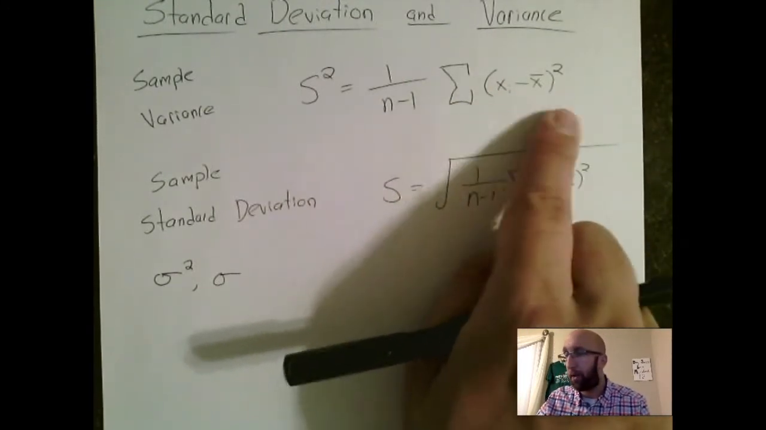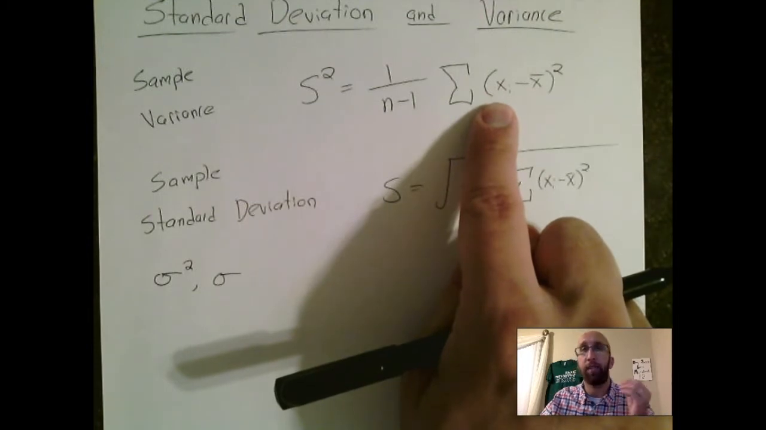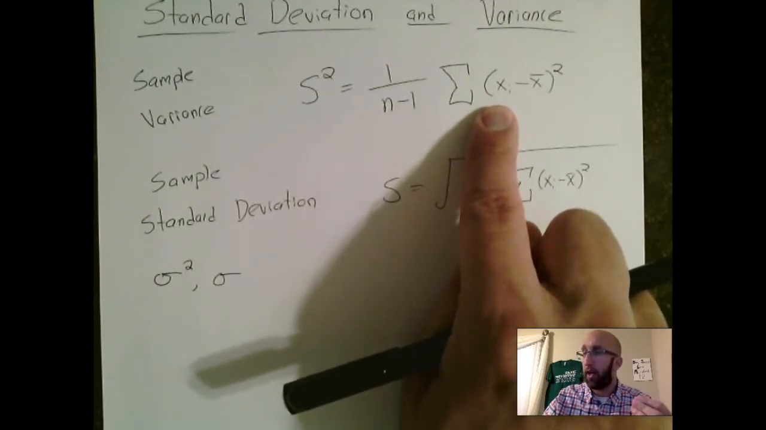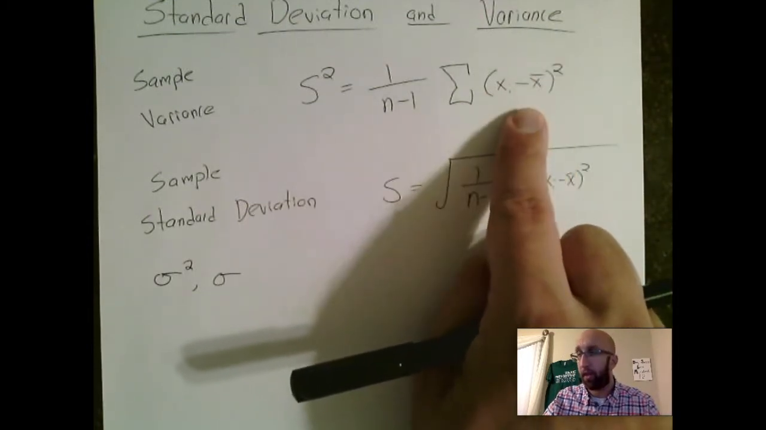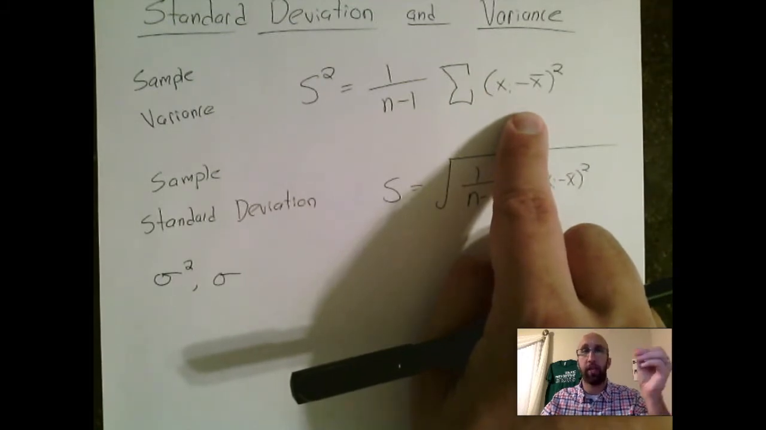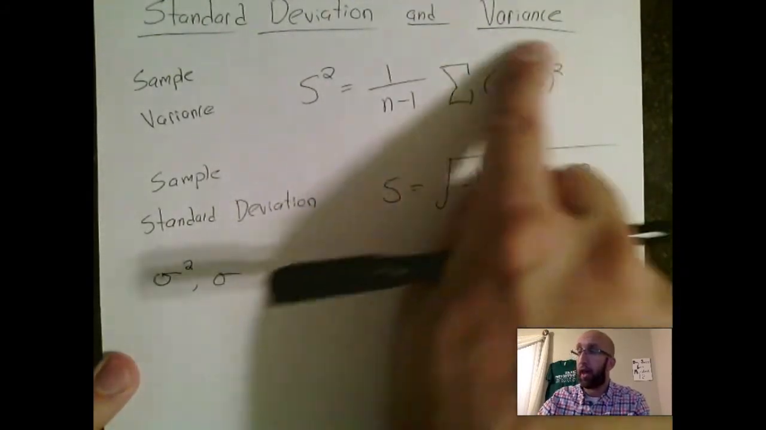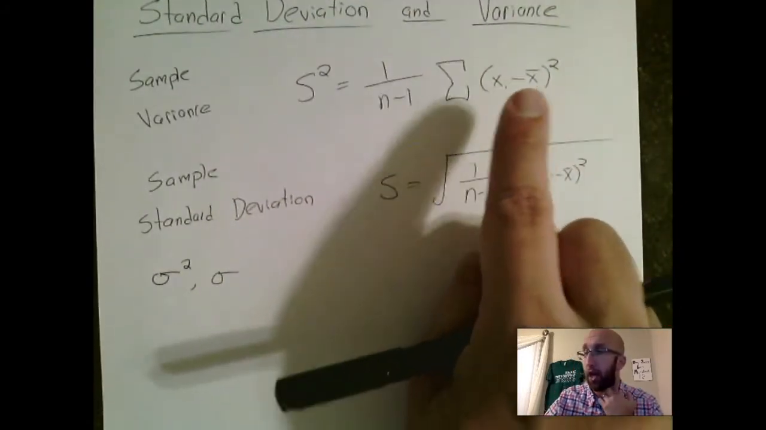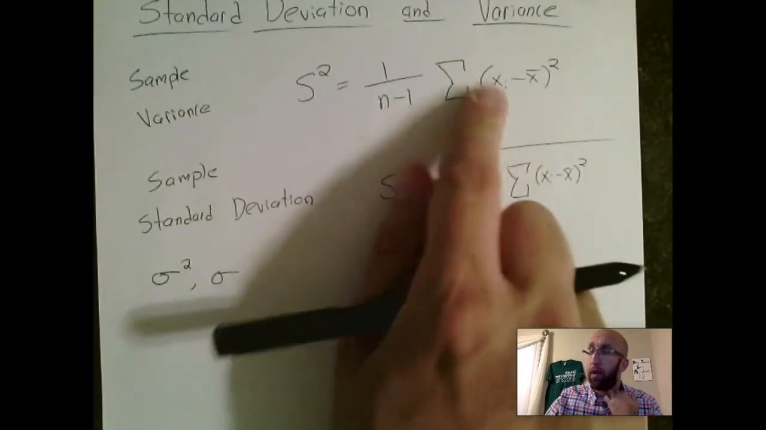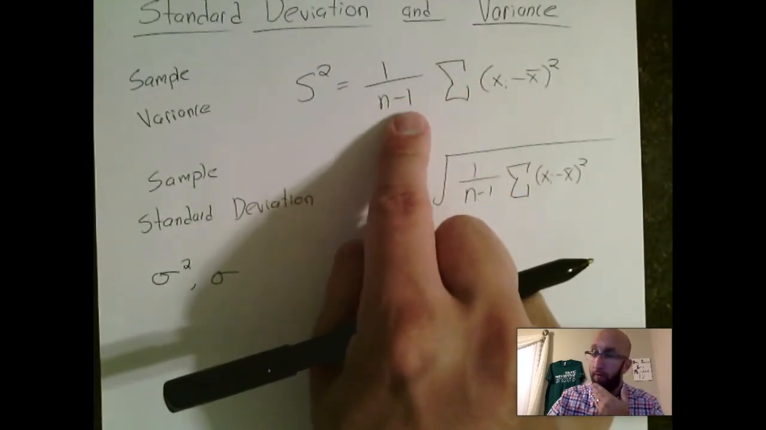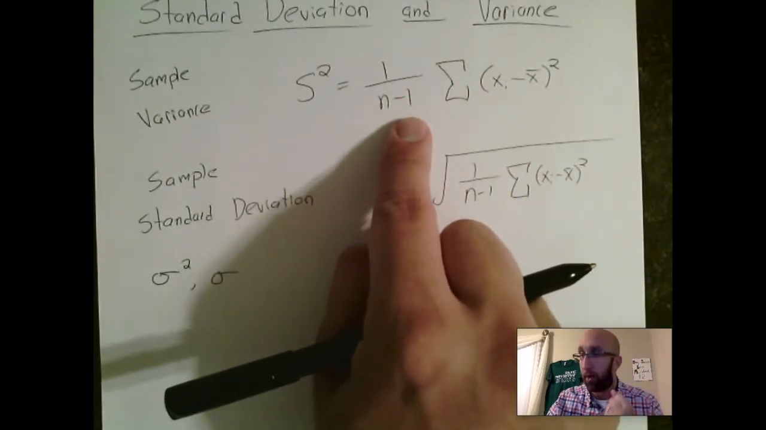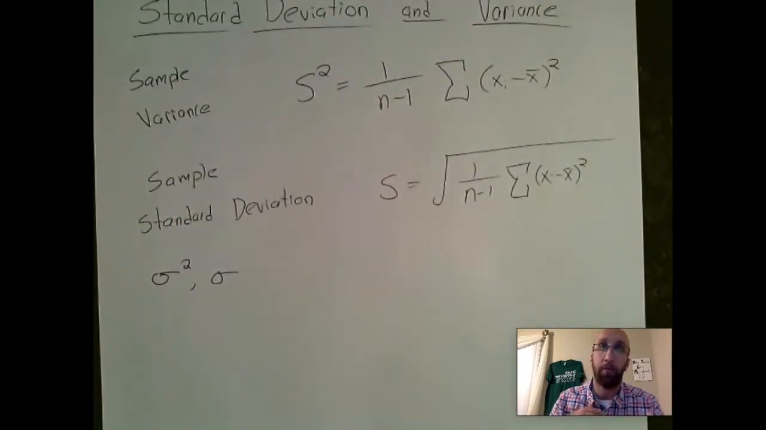What's happening in this formula is you take every individual data point, subtract the mean, and then square it. So take a data point, subtract the mean, square it, set that to the side. Go to the next data point, subtract the mean, square it, set that to the side. And again for the next one. Then you add all of those calculations up. Once you have that sum, you multiply by 1 divided by n minus 1, or just divide by n minus 1. And that is your sample variance.